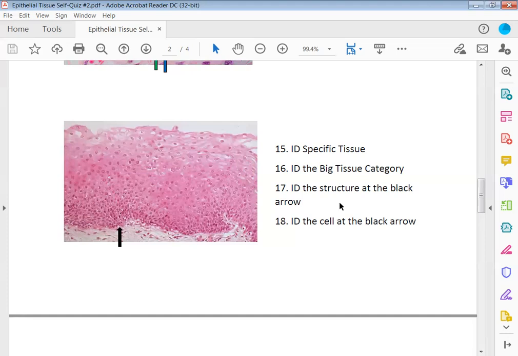Number 17, identify the structure at the black arrow. The structure at the black arrow would be basement membrane. Number 18, identify the cell at the black arrow. Number 18, the cell at the black arrow would be the stem cell or basal cell.